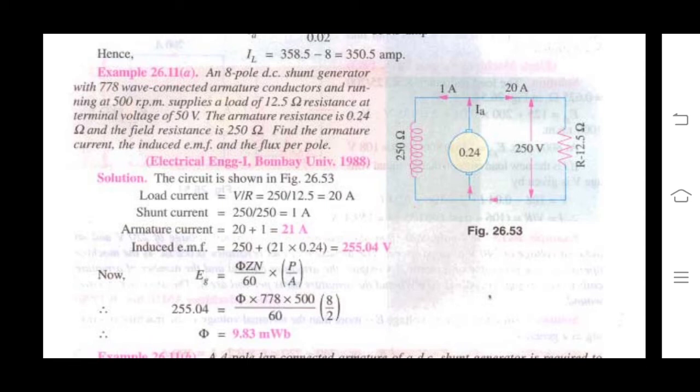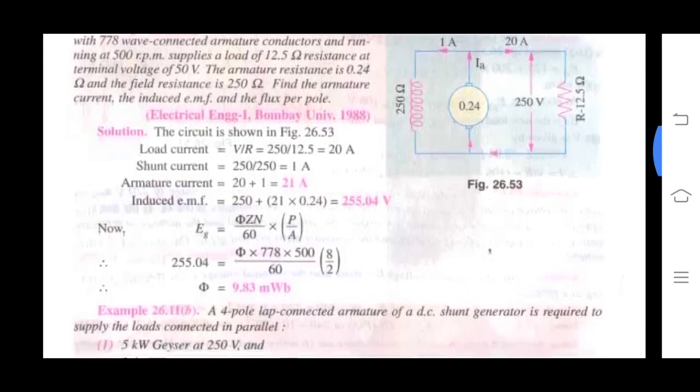And calculate the load current, V by R. V is 250 and resistance is 12.5, so we get 20 amps of current. I want the IA value. IA equal to ISH plus IL, the armature current equal to load current plus shunt field current. So 20 plus 1, that is 21 amps.